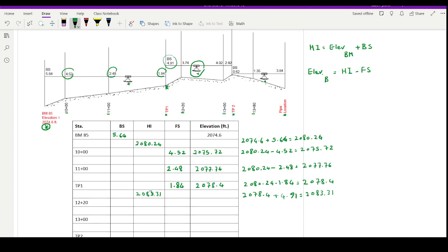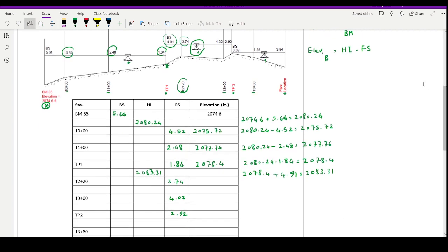Now I have to use this again, as you can see, for 3 times. So for the next station, which is this one, I have a foresight of 3.74, so I write it in here. Then I have another foresight which is 4.02, and I have another foresight which is 2.92, and after this again I'm going to relocate it, so I keep calculating.